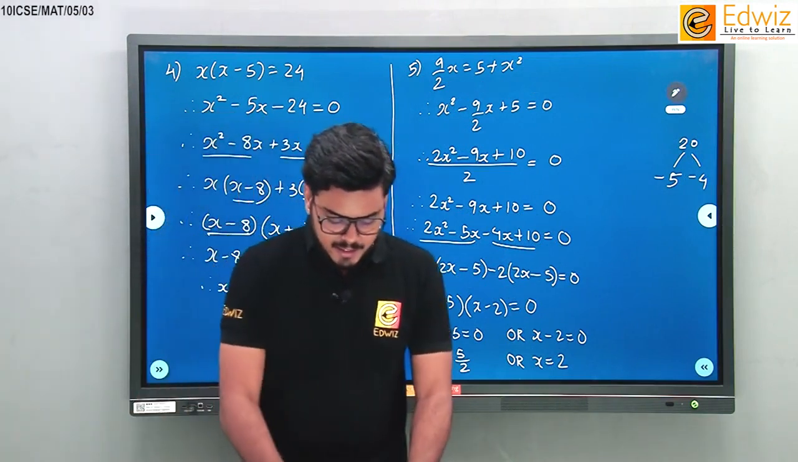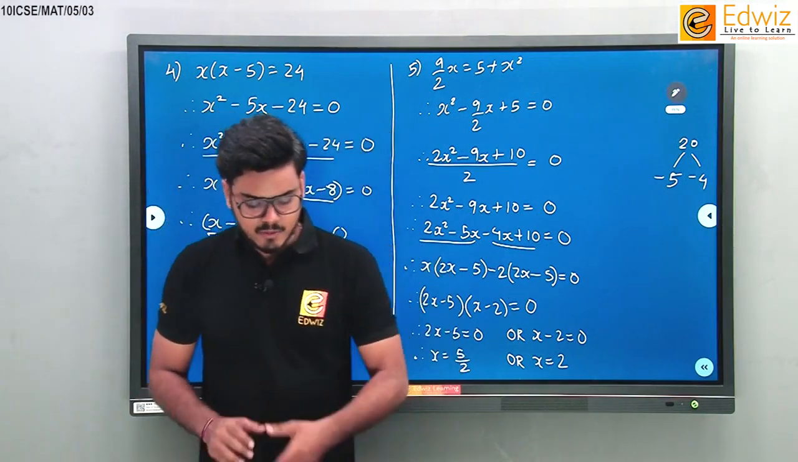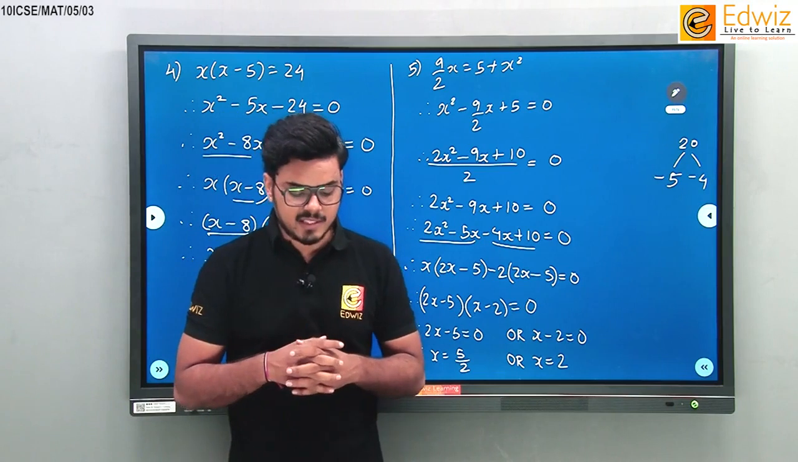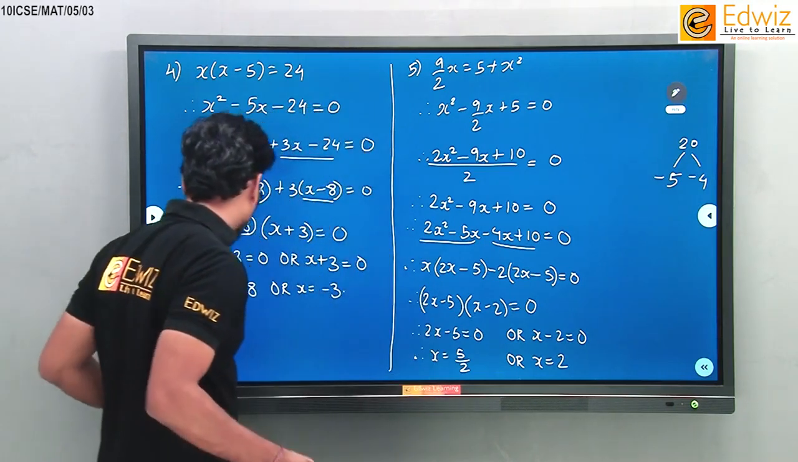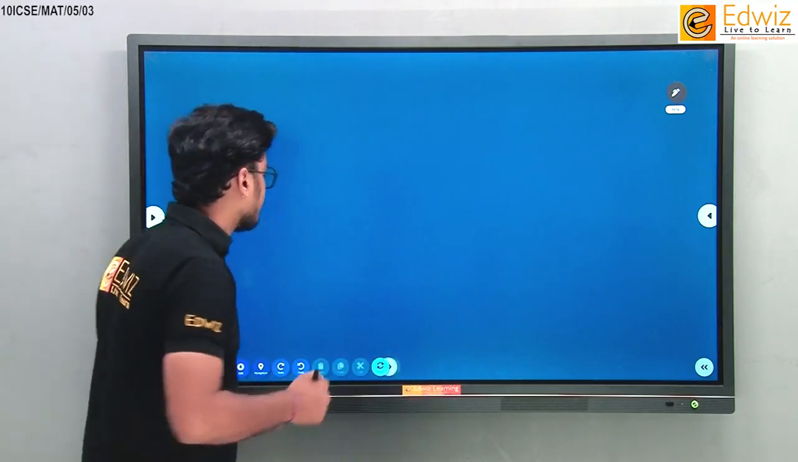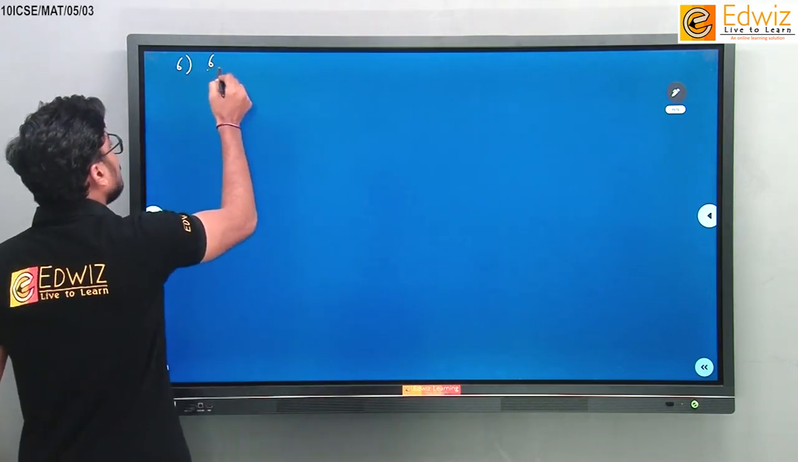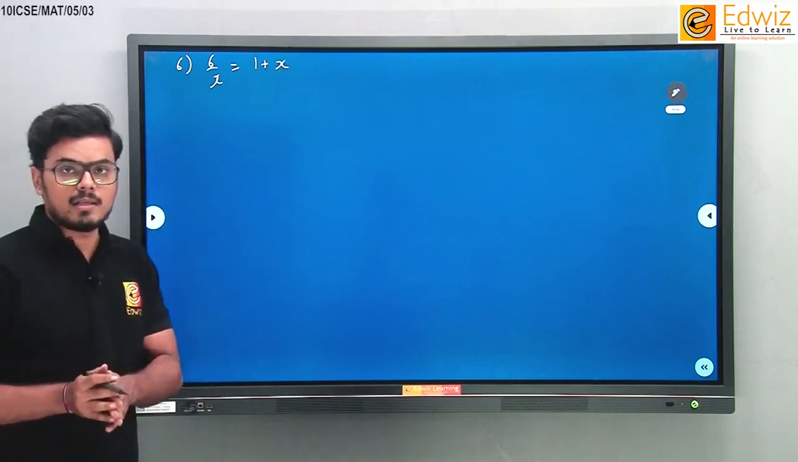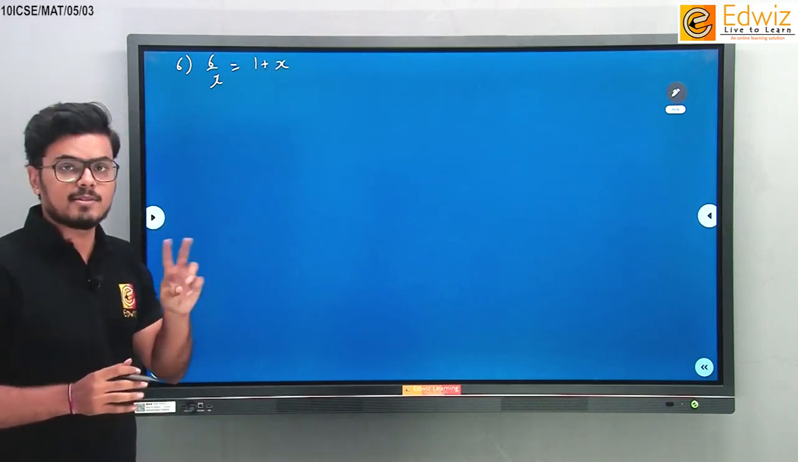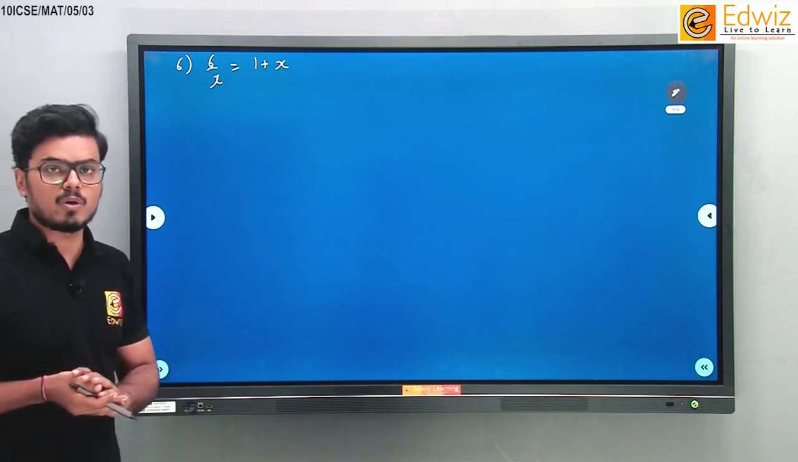Okay, let us continue, students. Next is question number 6, where the equation is 6 upon x equal to 1 plus x. Moving on to the next page. This is our equation. Now here the degree doesn't look like it is 2, so we will change this into a quadratic equation.